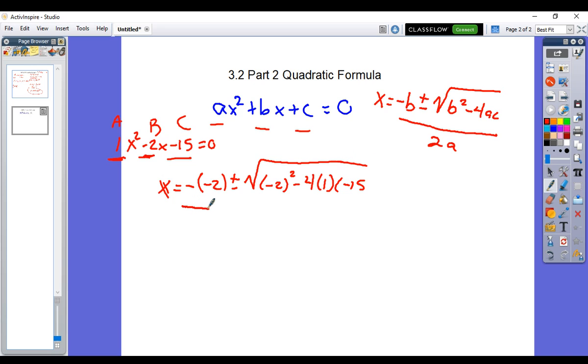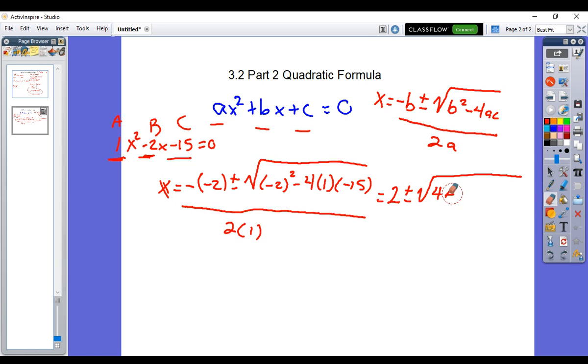This whole thing, not including the x, all over 2 times a, which is 1. So negative 2, negative 2 gives us just positive 2 plus or minus the square root. Let's see what we're going to square root. So when you square this, negative 2 squared gives us a 4 plus. Now, not plus. Hold on. Actually, we'll leave it like that for a second.